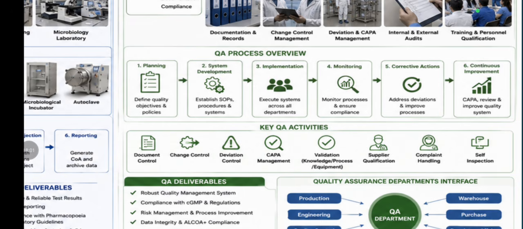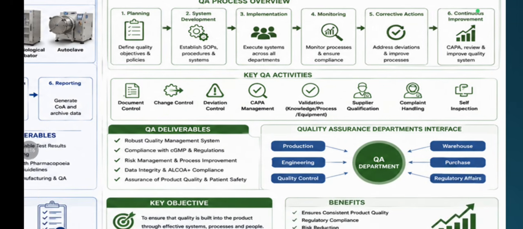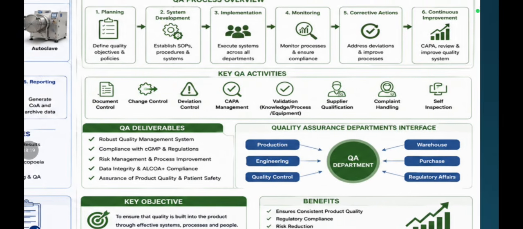So key QA activities: document control is there under the QA, then change control, deviation control, CAPA management, then validation, then supplier qualification, complaint handling, and self inspection. These are the different types of roles of the QA department.